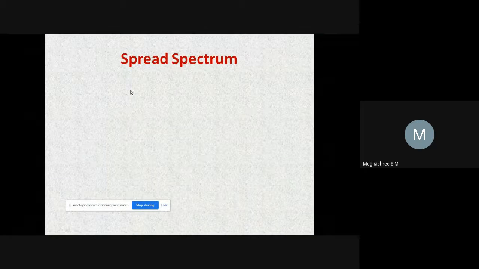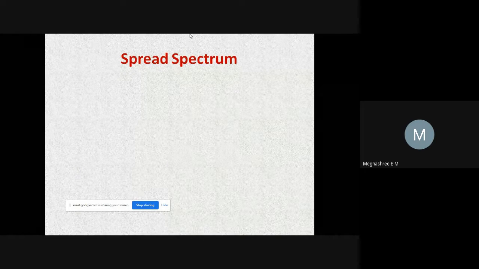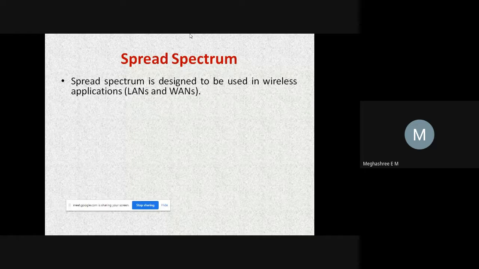So as I said, spread spectrum is a method used for bandwidth utilization. So this is the second method. This spread spectrum, which is used for bandwidth utilization, is mainly used for wireless connections like LANs and WANs, local area networks and wide area networks.